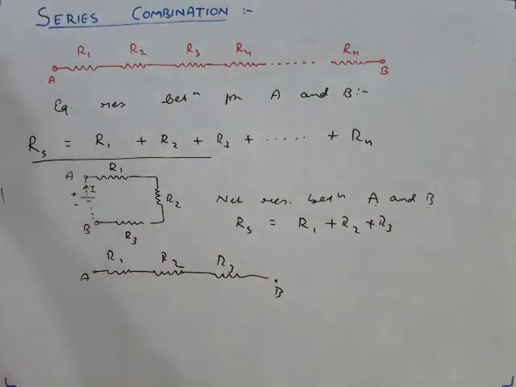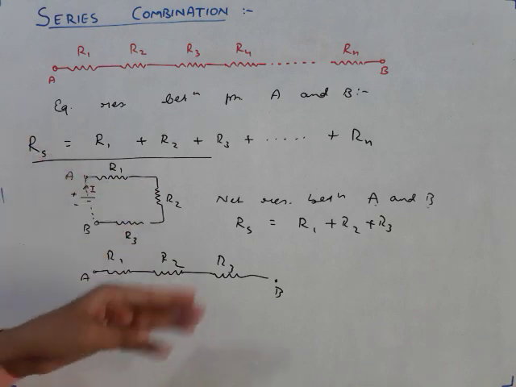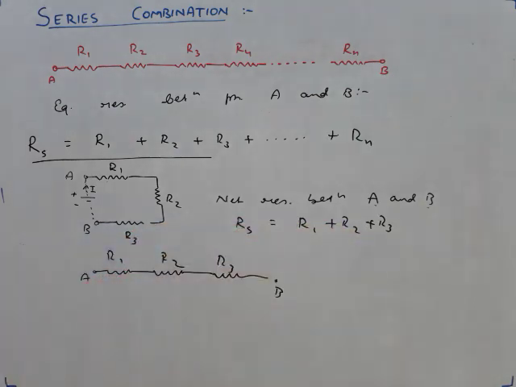Is it clear, students? So always decide if there is only one path for current to flow and same current flows through each point in the circuit, that must be a series combination, and in series combination we have got this result: Rs is equal to R1 plus R2 plus R3 for 3 resistors. Okay.